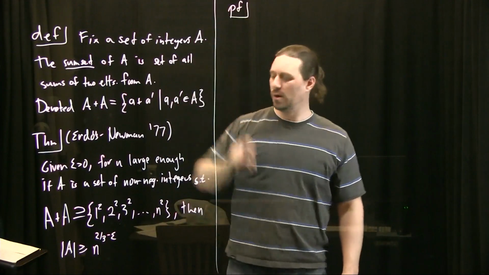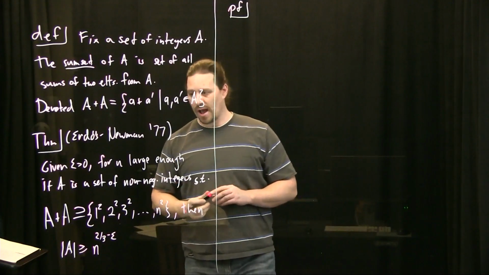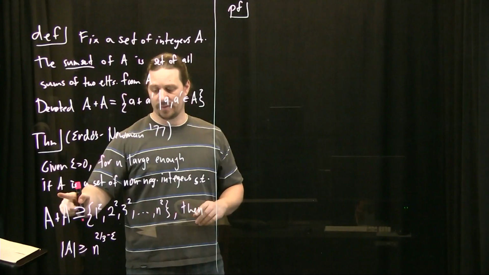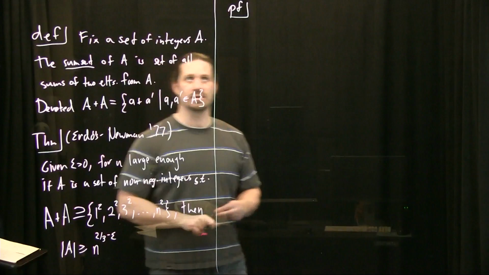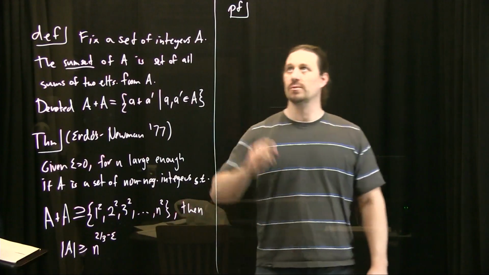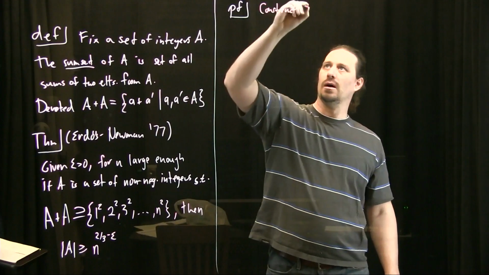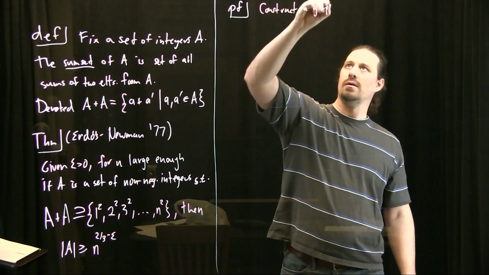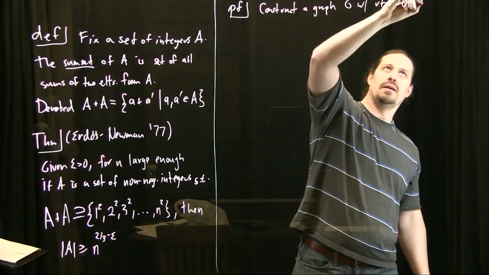Well, in order to prove it, we want to quickly convert it into a graph problem, okay? So I'm going to build a graph on the vertex set of A, and I'm going to join edges if basically they lead to these types of things here, okay? So how do we do that? So construct a graph G with vertex set A.